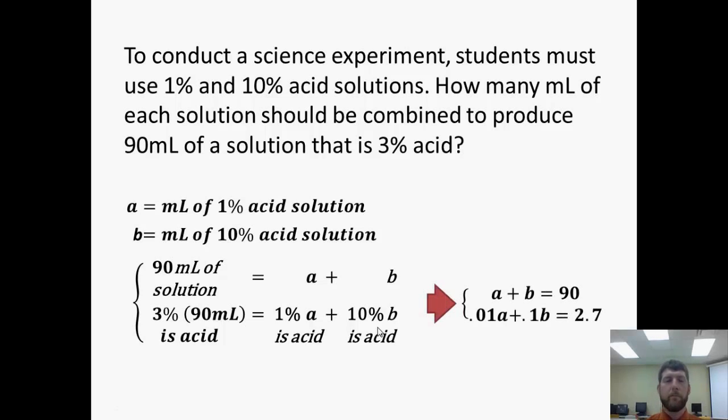Let's clean it all up. What you're going to solve: A plus B equals 90, and 0.01A plus 0.1B equals 2.7. Where'd that 2.7 come from? That's the 3% of 90. That's how we set up this type of problem.